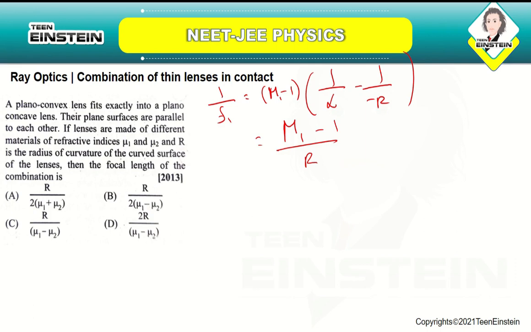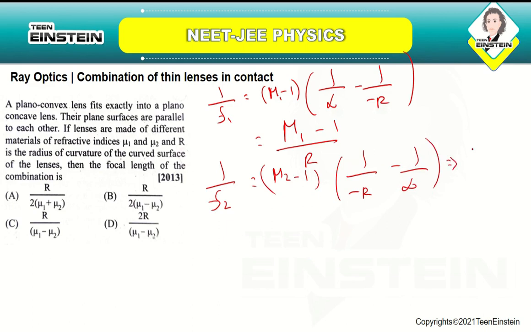Okay, because 1 by infinity will be 0, so that term will become 0. Now you are going to find out the focal length of the second lens. The focal length of the second lens will be a similar formula, mu 2 minus 1 into 1 by minus r minus 1 by infinity, which is again equal to mu 2 minus 1 by minus r.